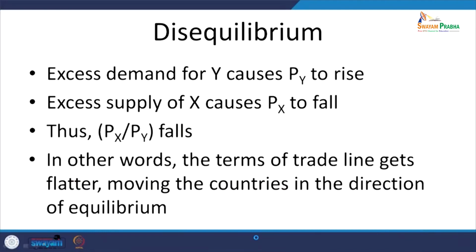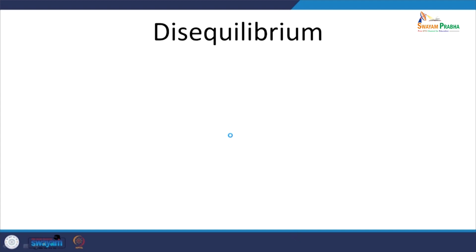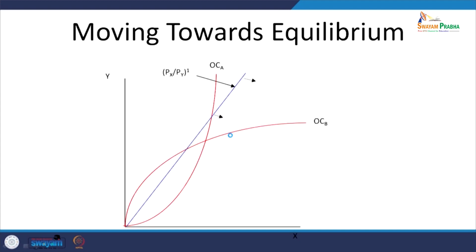So, excess demand for Y causes Py to rise, whereas excess supply of X causes Px to fall. Thus Px by Py falls and it reaches another equilibrium point; the terms of trade line gets flatter. In other words, the line gets flatter because we have received different terms of trade, moving the countries in the direction of equilibrium. So, from the disequilibrium situation, we will move towards the equilibrium point.